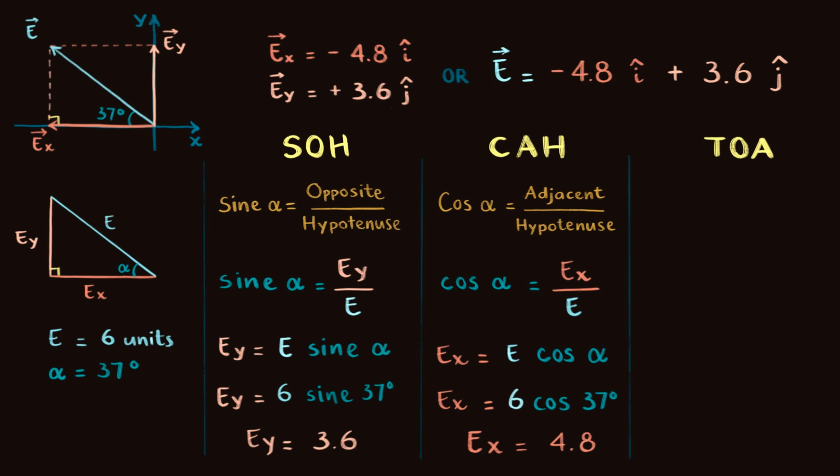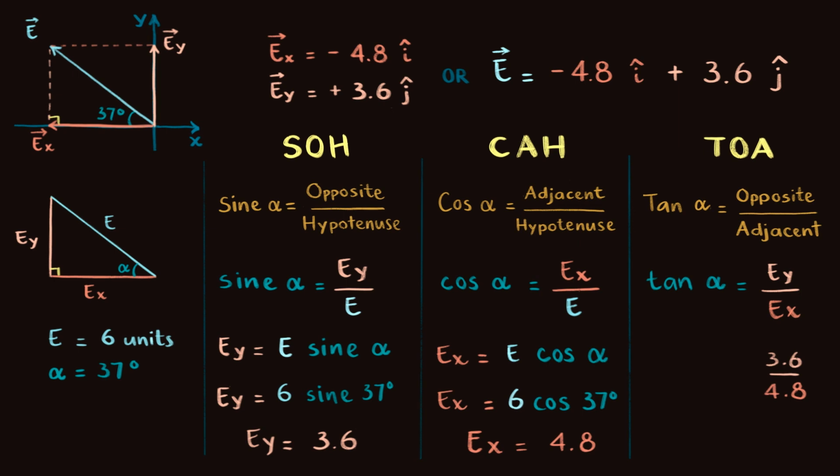Although we didn't need to use TOA to find Ex and Ey, we can still make use of it to verify our calculations. TOA means the tangent of angle alpha is equal to the opposite side divided by the adjacent side. So, tan alpha would be equal to Ey over Ex, or 3.6 over 4.8. Therefore, alpha = arctan(3.6/4.8). Plugging this into our calculator gives us the value alpha of 37 degrees, which is what we expect, so we know that our calculations were correct.